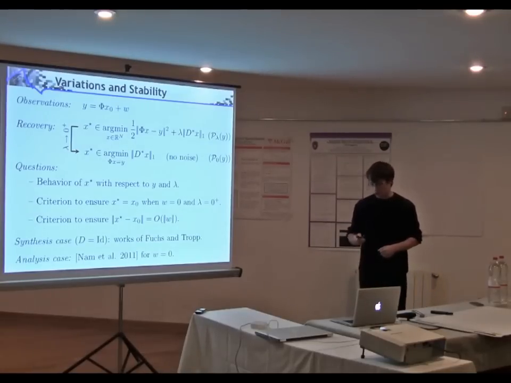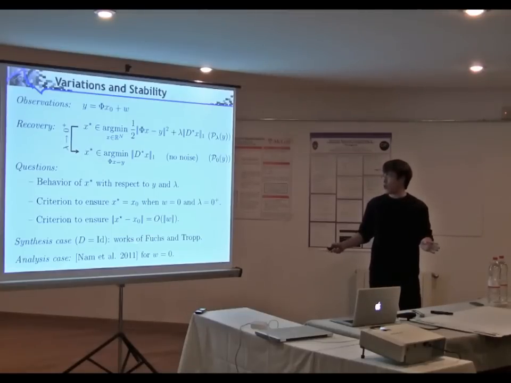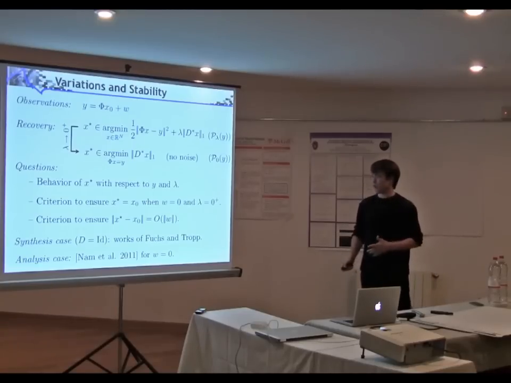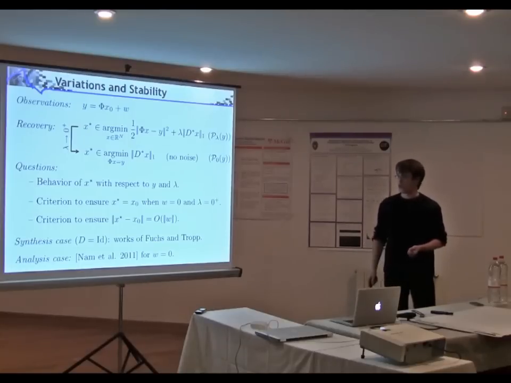Okay? So let me emphasize the fact that in the synthesis case, so when D is equal to identity in this optimization, then everything is quite well known. And that dates back to the work of Jean-Jacques Fuchs in Rennes and Joel Tropp, as already mentioned in the first talk. And in the analysis setting, much less is known actually, which is kind of weird because it looks very similar to the synthesis case.